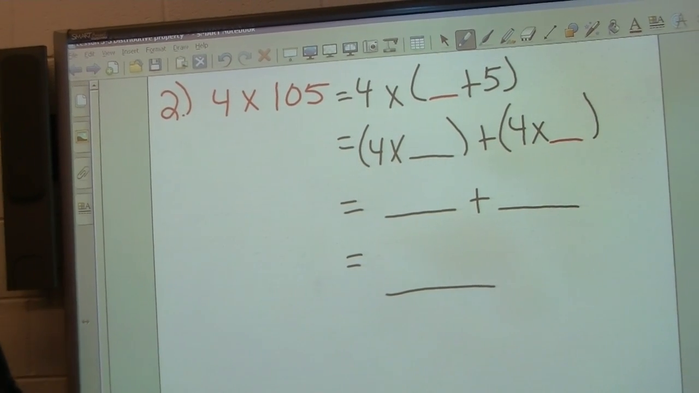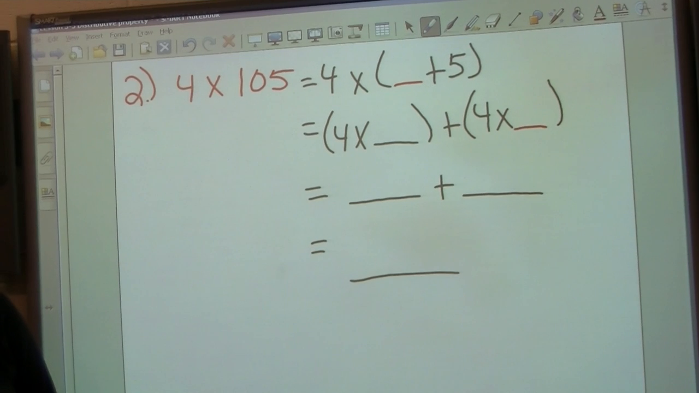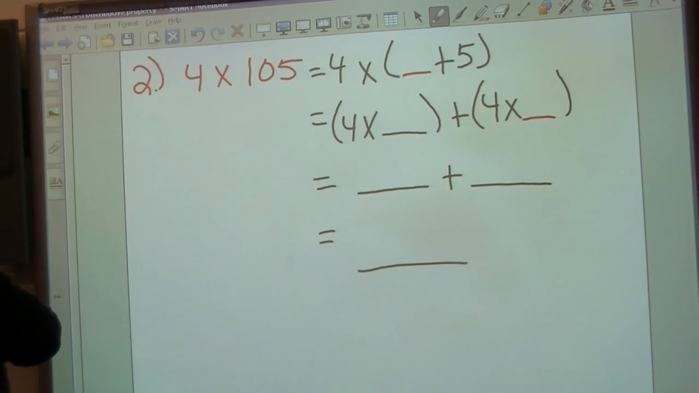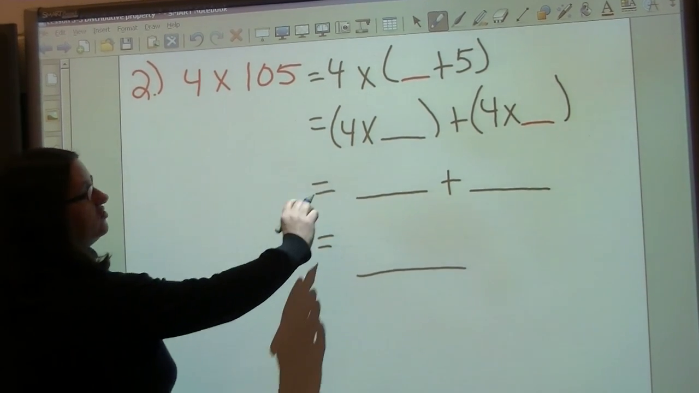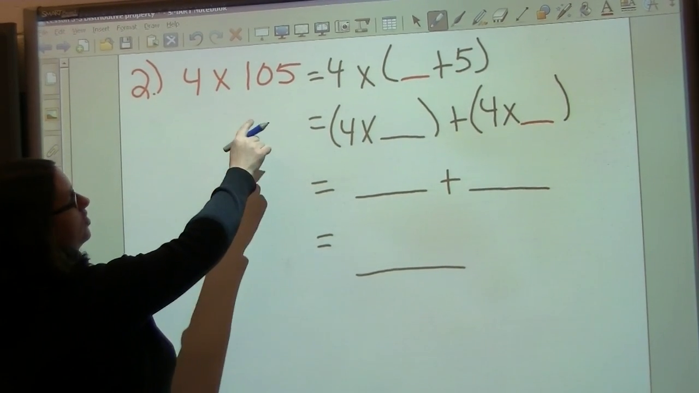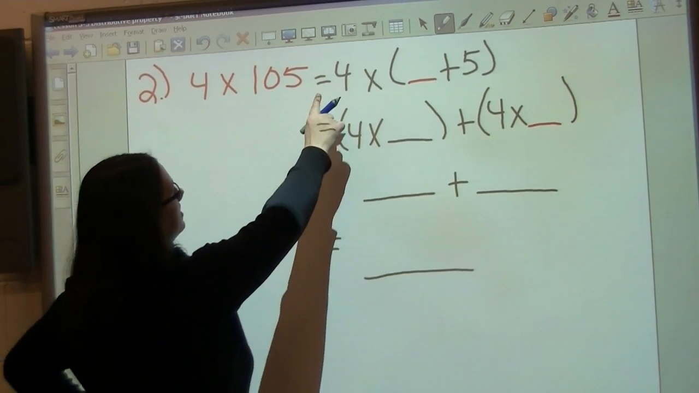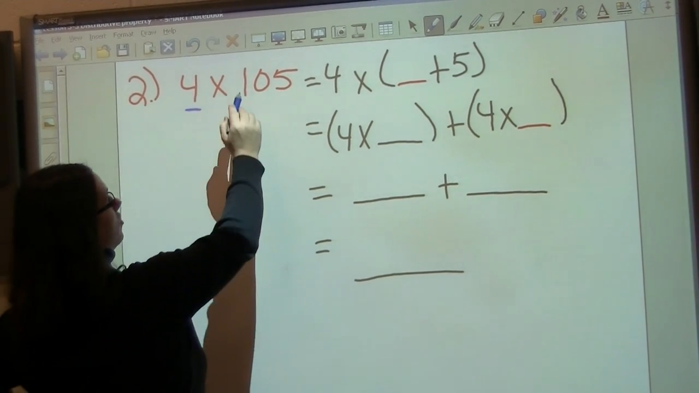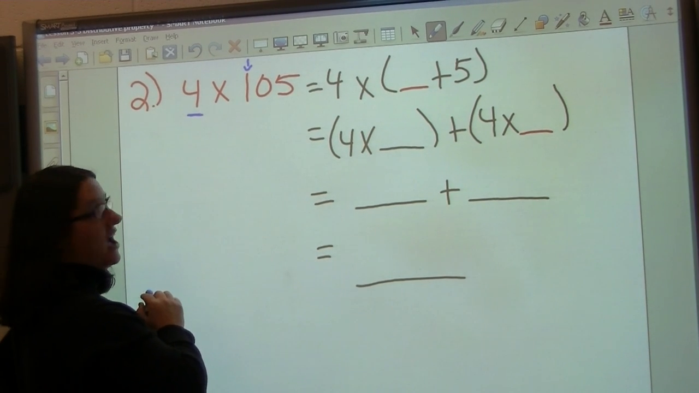Okay, 5th grade, now we're going to do guided practice number 2. The question says, show how you can use the distributive property to find the product of 4 times 105. Okay, so take a minute here and let's get our basics written down. We're going to have 4 times 105 to equal, again, this number stays the same, and what we're doing is we're starting here and we're multiplying by the value of each digit.